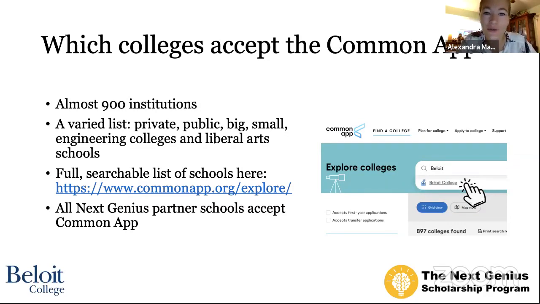If you just go into Google though and type CommonApp college search or something general, you'll find it almost immediately. I had some fun earlier while preparing for this, just typing in all the different university names I could think of, and was happy to see that so many of them were indeed on this. And I checked with Divish, and all of the Next Genius partner schools that you'll be hearing from today, and hopefully staying in contact with over the course of the fall, do indeed accept CommonApp. So if that makes your process a little easier for the next couple of months, we're happy about that.